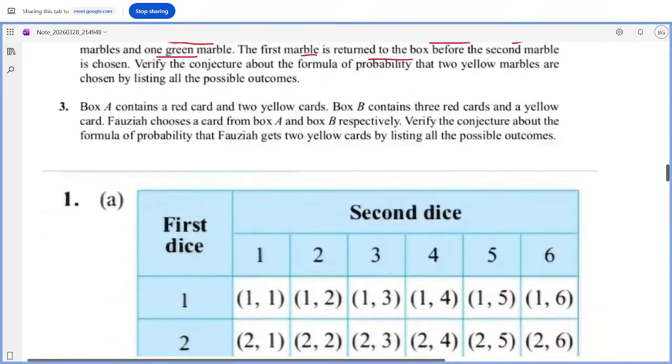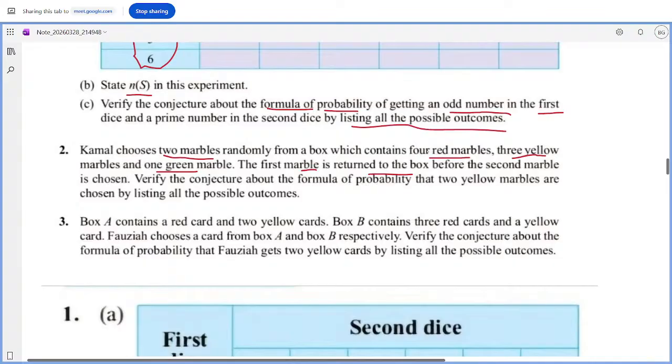How to get 64? Based on this, you have 4 red marbles, 3 yellow, and also 1 green. You want to choose 2 marbles randomly. So basically, it's 8 power 2. You realize? 8, and then power 2. You get 64. Don't times 2, guys. If you times 2, it's a different answer. You will get 16. 8 times 2 is 16. Cannot. It's 8 power 2.